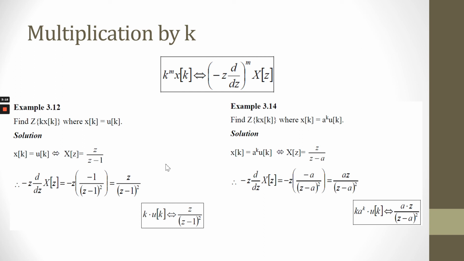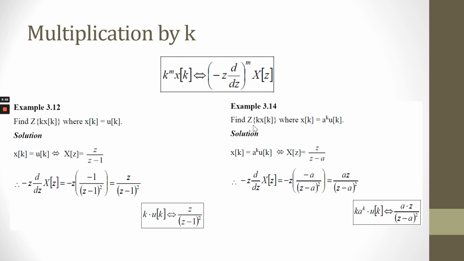For this one, we can conclude that if we have signal k x[k], or in this case k u[k], where x[k] is equal to u[k], the z transform is equal to this one, z over z minus 1 squared.